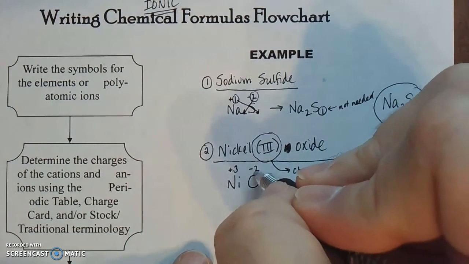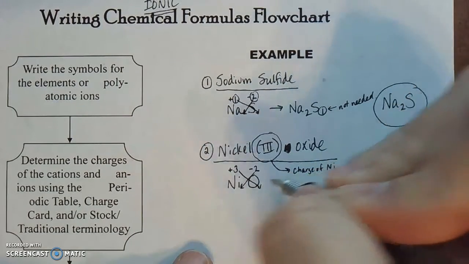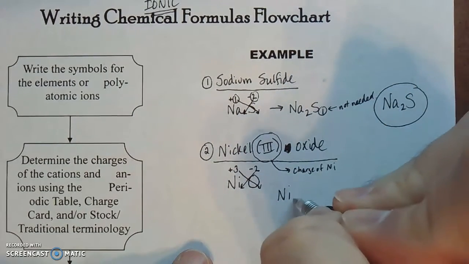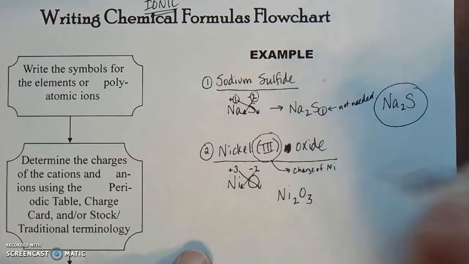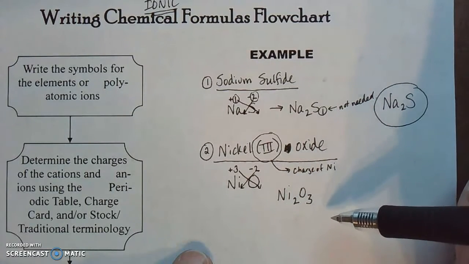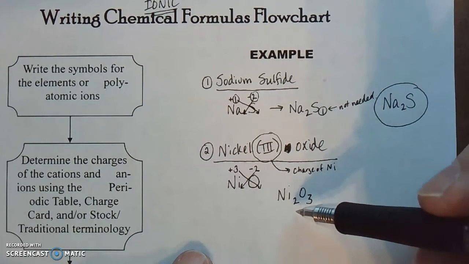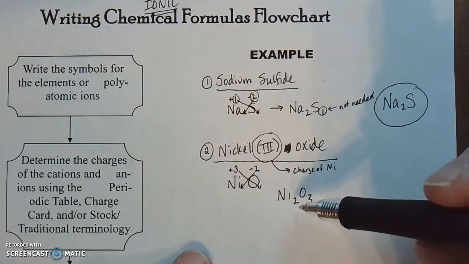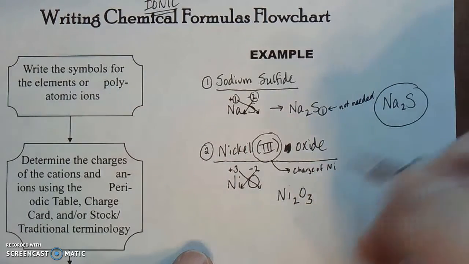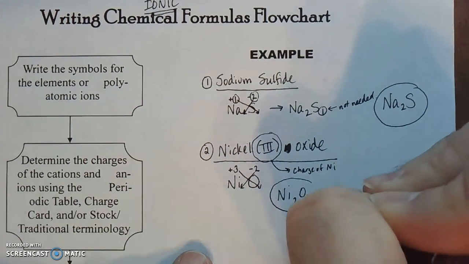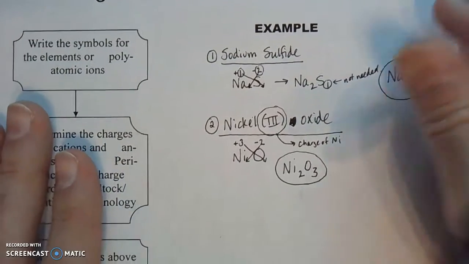So when we cross the charges, we get Ni2O3. It's in lowest terms, and we don't have to reduce anything. We don't have to cross out or remove any unneeded things. So Ni2O3 is its proper formula.